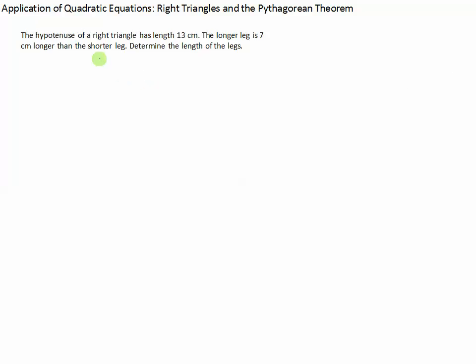So here's an example. The hypotenuse of a right triangle's length is 13 centimeters. The longer leg is 7 centimeters longer than the shorter leg. Determine the length of the legs. So let's draw a right triangle here and start labeling things. We know the hypotenuse is 13 centimeters. The longer leg, which we'll of course assume is the vertical leg, is 7 centimeters longer than the shorter leg.